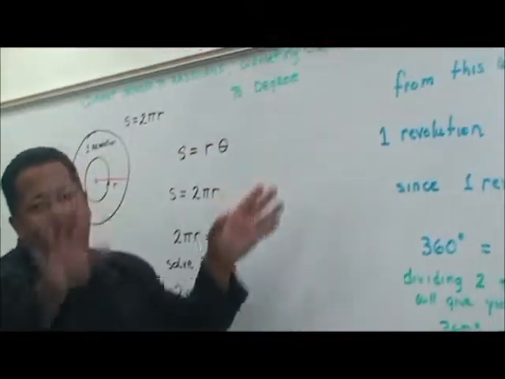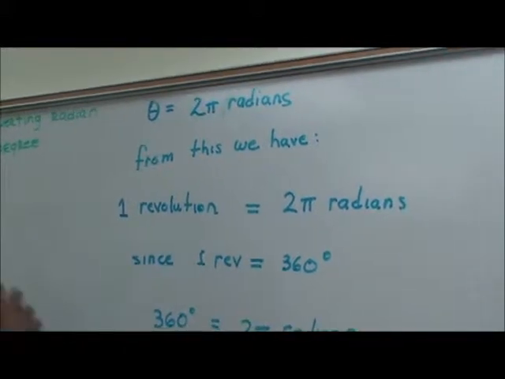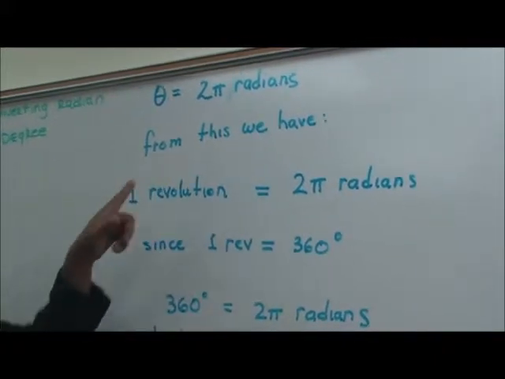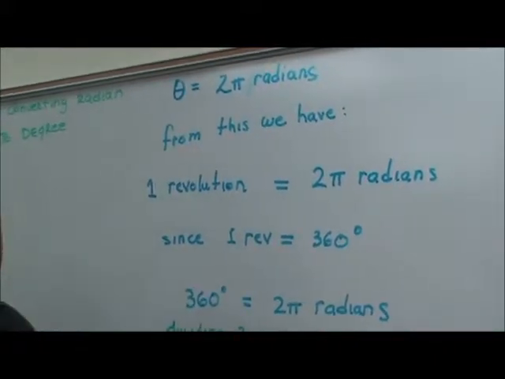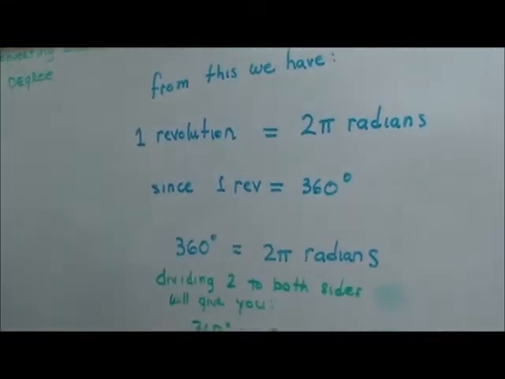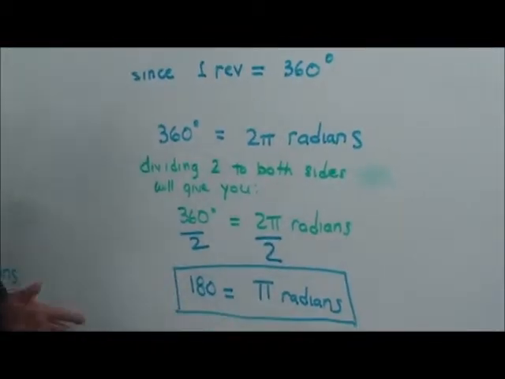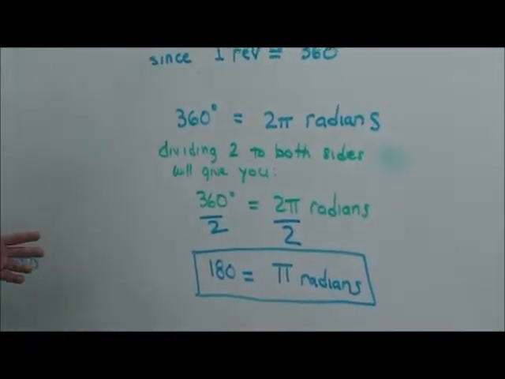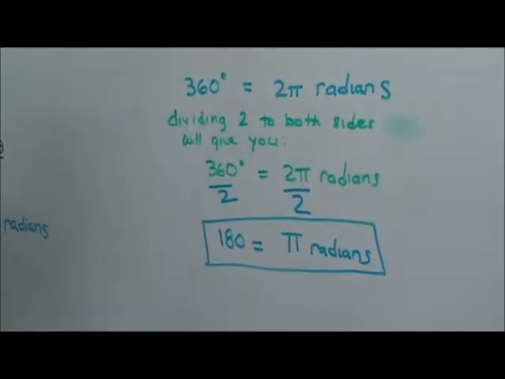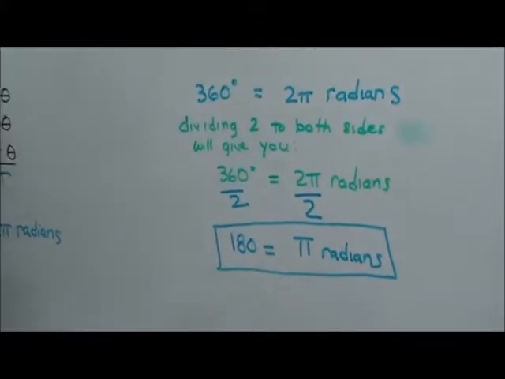Now let's look at how this becomes an actual formula that we'll be using all along. If theta is equal to 2 pi radians, then one revolution is equal to 2 pi radians. Since one revolution is also equal to 360 degrees, 360 degrees is equal to 2 pi radians. If we divide both sides by 2, we get 180 degrees is equal to pi radians.